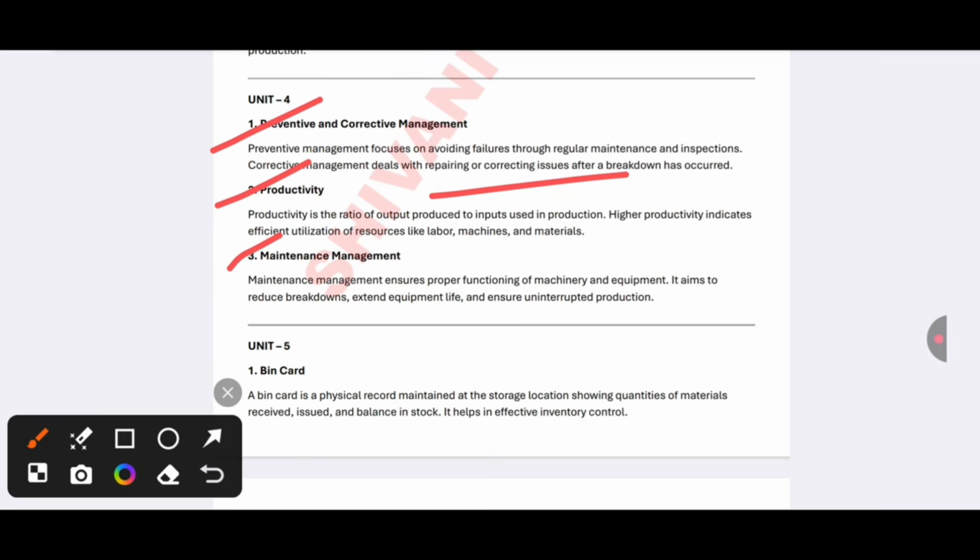Yes. Next one, maintenance management. Maintenance management is the proper functioning of machinery, proper functioning of equipment, and whether we are using all the resources effectively or not, it is important. That is called maintenance management. Okay, it reduces the breakdowns, it increases the machinery lifetime, so it ensures the uninterrupted production. Clear? So these are the questions from unit number 4.